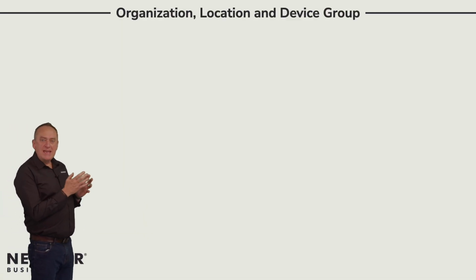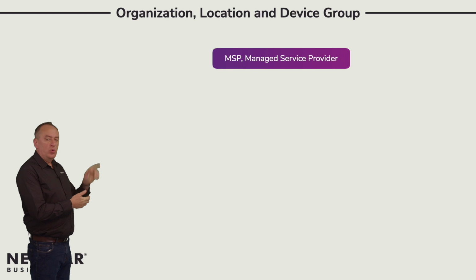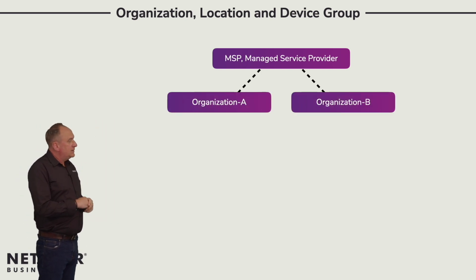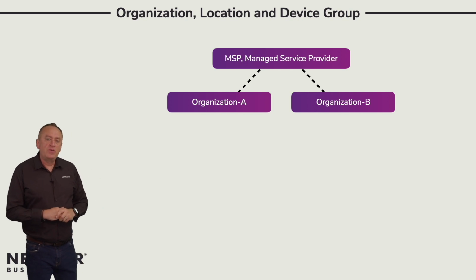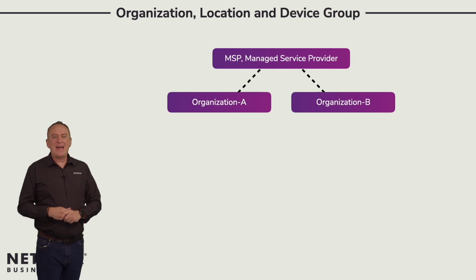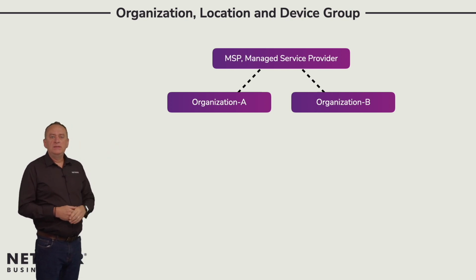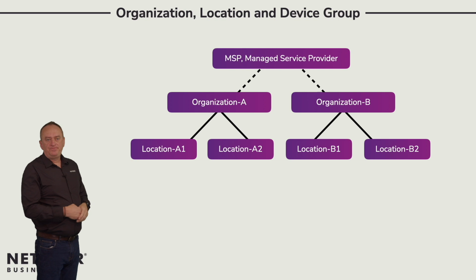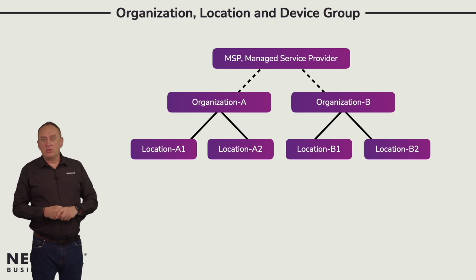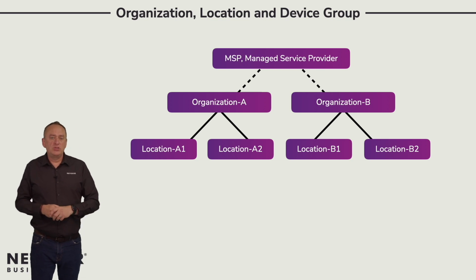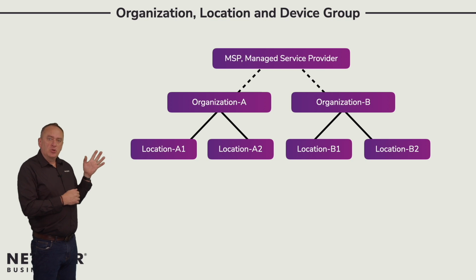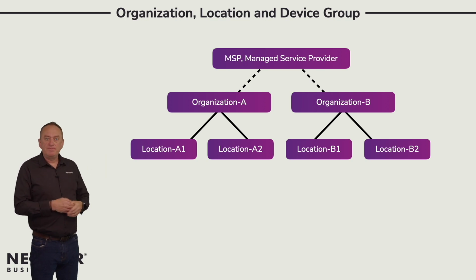Insight works by using a multi-level hierarchy, with organization sitting at the top of that hierarchy structure. An MSP or managed service provider will typically service multiple customers, with each customer being classed as an organization. Next down is location, and an organization may have multiple locations, for example, a school district with multiple schools, or a law firm with multiple field offices. The law firm is the organization, and the multiple field offices are the locations.